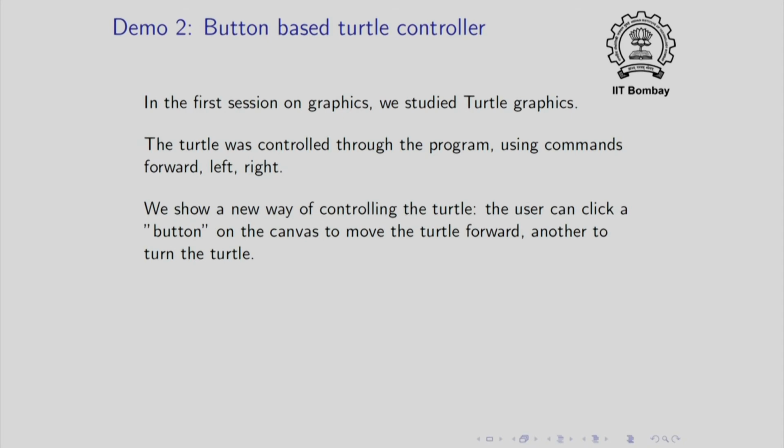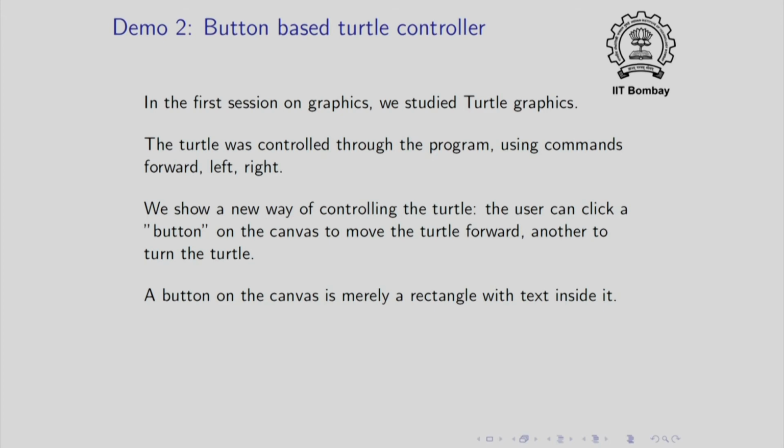So we will show you a new way of controlling the turtle. The user can click something called a button, or something which you have normally seen as a button, on the canvas to move the turtle forward, and another button to turn the turtle. Of course, we could have put in many more buttons, but we just want to illustrate the creation and use of buttons. And you are encouraged to develop a very nice interface of the same kind, much more elaborate as you would care to make it.